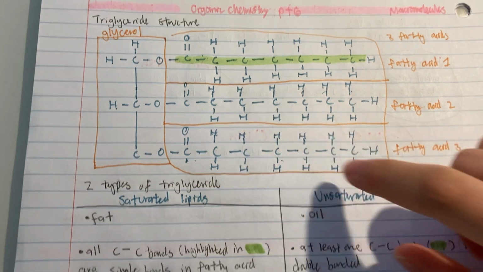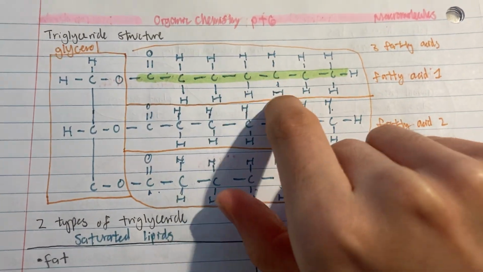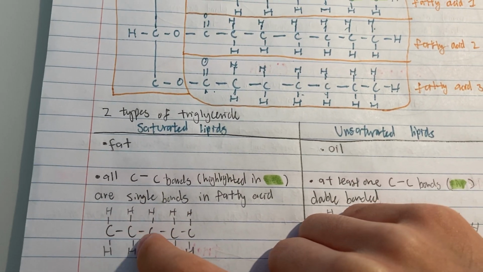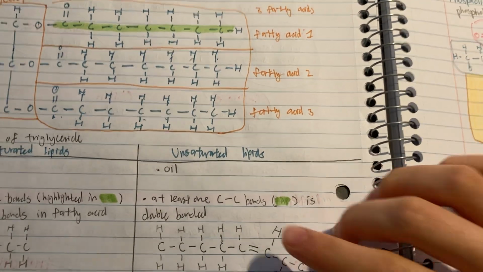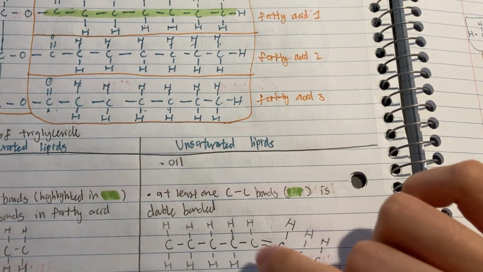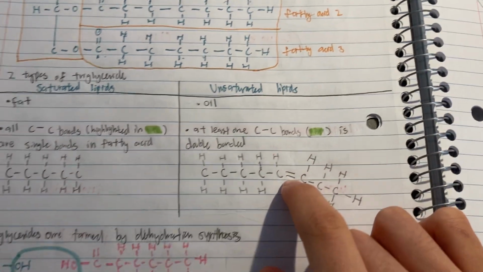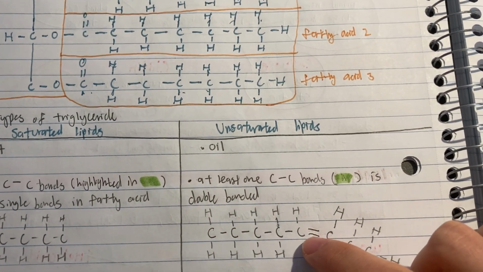These are in saturated fats, these are all single bonds. You see how there's only 1 line? Those are single bonds. So in saturated lipids, they all have 1 bond. Okay, and then in unsaturated, the difference is that there's at least 1 carbon to carbon bond that is a double bond. You see that difference? This one over here, they're all single lines, and this one over here, there's a double line.